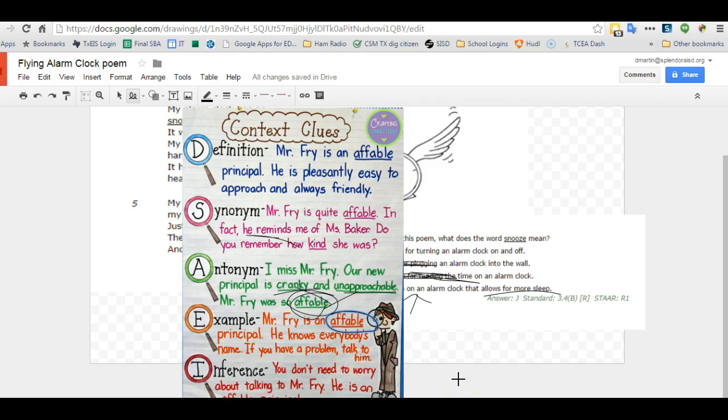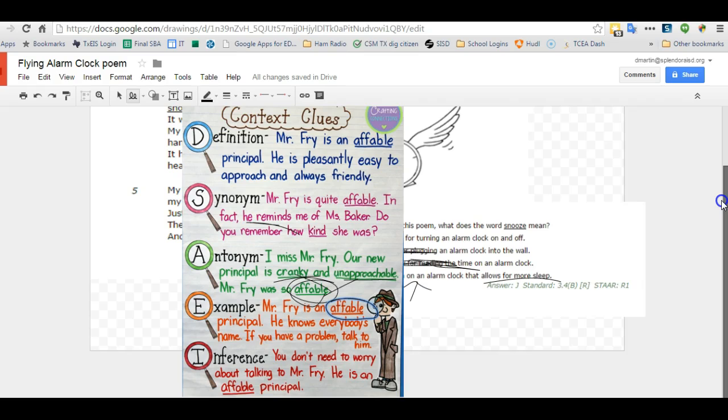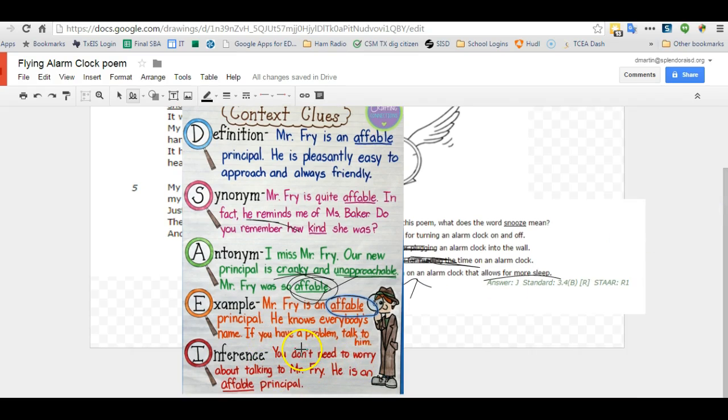And then the one that they like to include on a lot of your tests, the inference. Let me get this on up here so you can read it. You don't need to worry about talking to Mr. Fry. He is an affable principal. So the author really doesn't come right out and say anything here. He just says you don't need to worry about talking to Mr. Fry, which kind of implies what? That everything's going to be okay and that you have nothing to be afraid of. So he must be a pretty nice guy. All right. This is the one that you see on your standardized tests a lot. It's a little bit more difficult than some of the others.